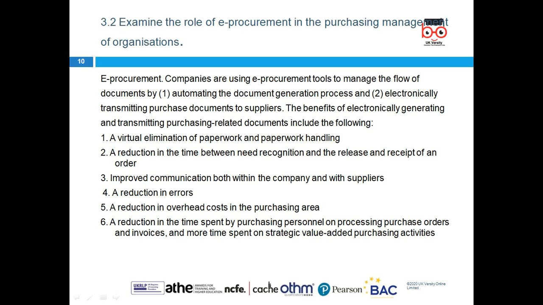Reduction in overhead costs. What is meant by overheads? The operating cost and the manufacturing cost. Manufacturing cost can be a direct cost. Overhead is an indirect cost, like in the back office, utilities and everything. So, reduction in the time spent by the purchasing personnel on processing purchase orders and invoices, and more time spent on strategic, value-adding purchasing activities. Any question there? No, thank you.